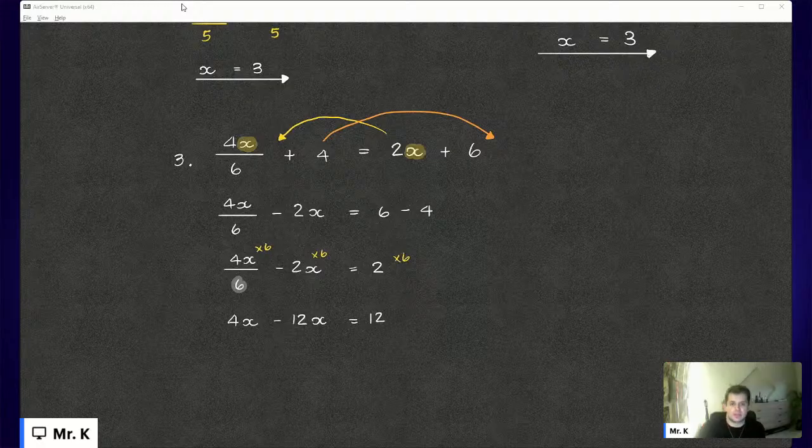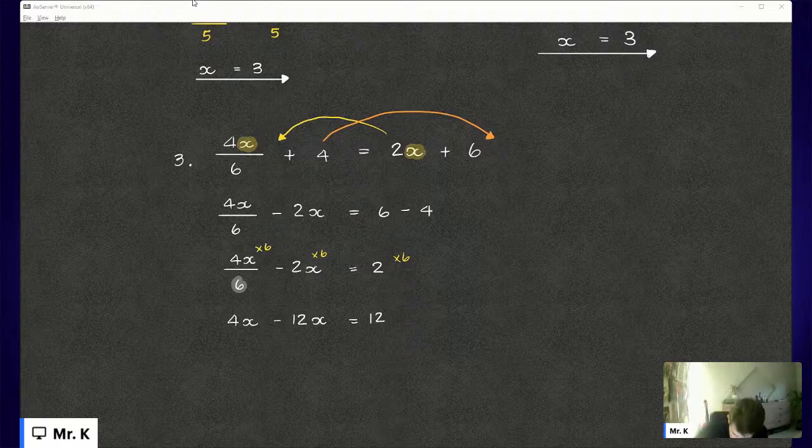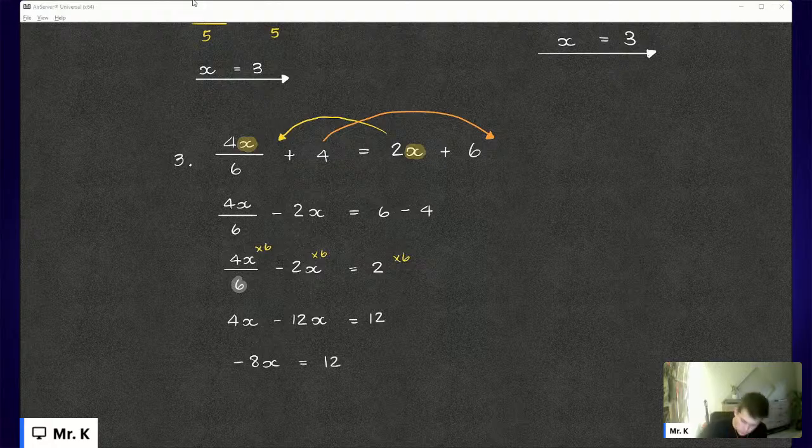All right, someone's asked to just see number 2. I'll go back up to it now so that you can finish copying. Okay, just let me finish this one. 4x minus 12x gives me negative 8x. And this is still equal to 12.